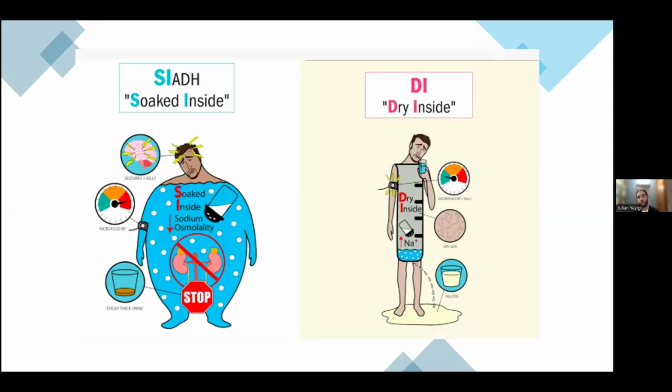In short, both SIADH and diabetes insipidus can occur as post-op complications, where SIADH represents the pathological opposite of diabetes insipidus, with excessive AVP leading to water retention and dilutional hyponatremia, and is a critical consideration in the management of patients with central nervous system disease.